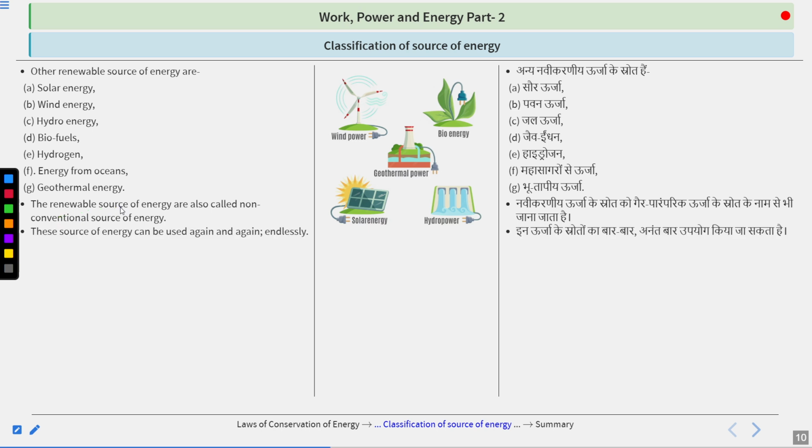These sources of energy can be used again and again endlessly because they are naturally produced in nature and are inexhaustible. They will never get exhausted.